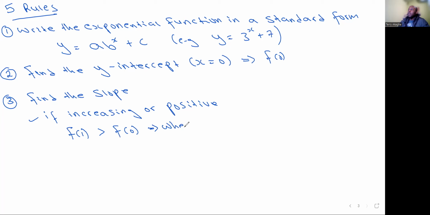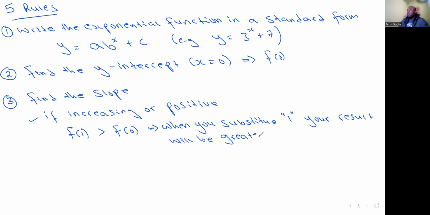So what I'm saying is that when you substitute 1, your result will be greater. The keyword is greater. The result will be greater than when you substitute 0. So that's what it means. In the textbook, there are different ways of finding the slope, but personally, I find this easier.